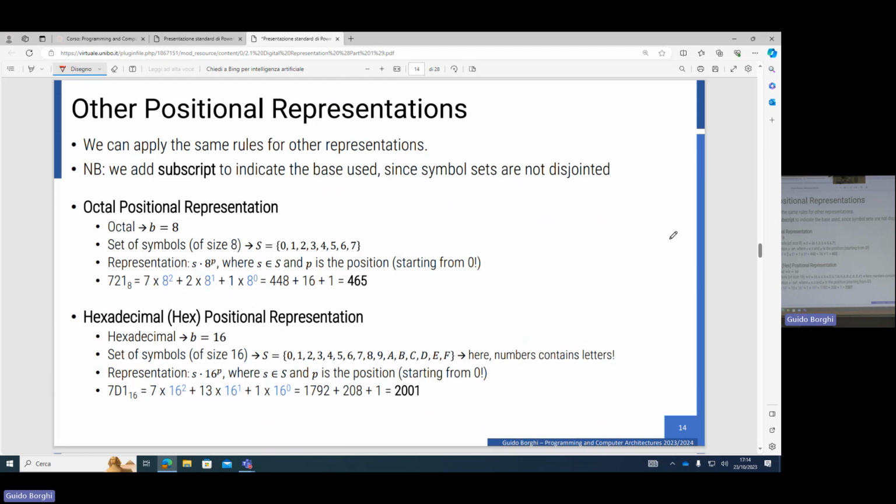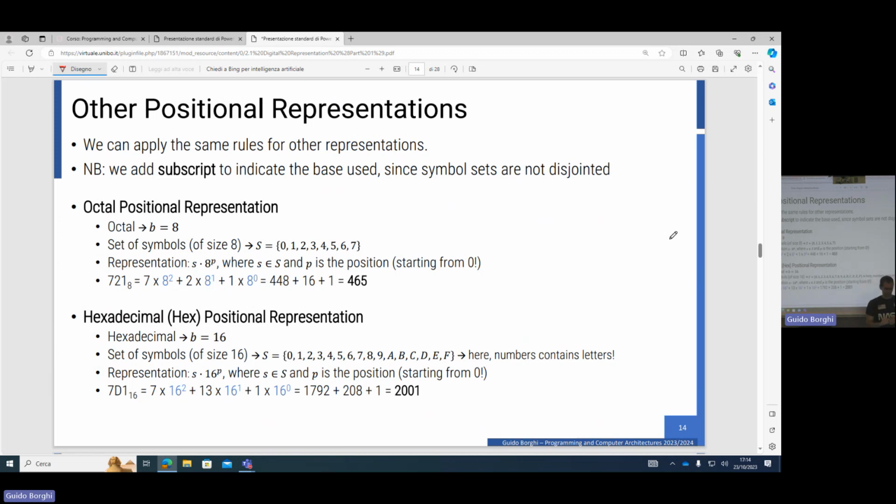Okay, I hope that you have reflected about the binary representation. Now we are introducing other positional representations. The positive thing is that we don't have to add anything since we have all the tools, all the knowledge to introduce other positional representations. The only thing to be noted is that we add a subscript to indicate the base used.